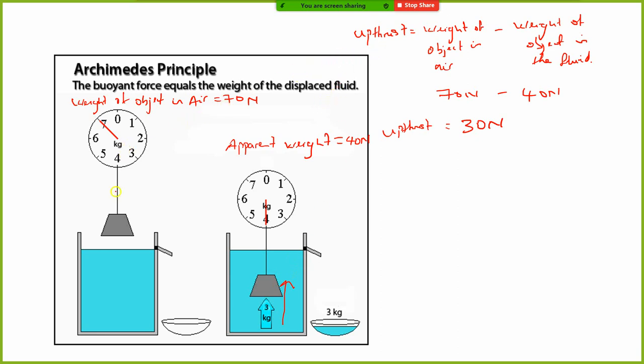So let's imagine that we have the object and we measure the mass of the object in the air. This mass is 7 kilograms, and we know the formula for weight. Weight of the object is going to be mass times gravity. So at the end of the day, the weight of this object is equal to 70 newtons.